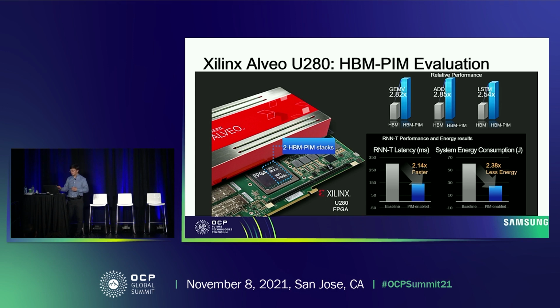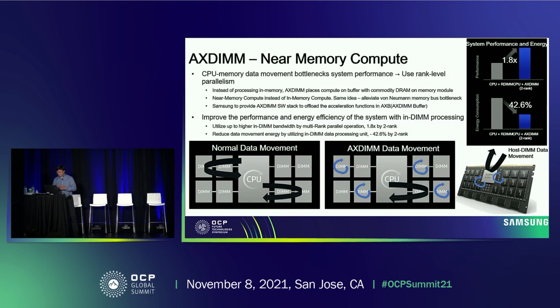Okay. Due to time constraints, I'm not going to spend a lot of time diving into these details. If you're interested in the details, our papers have been published in 2021 ISSCC and ISCA, as well as we have a presentation at Hot Chips for 2021. So you can look up some of the details in those presentations. Okay, so that's basically the processing in memory, right?